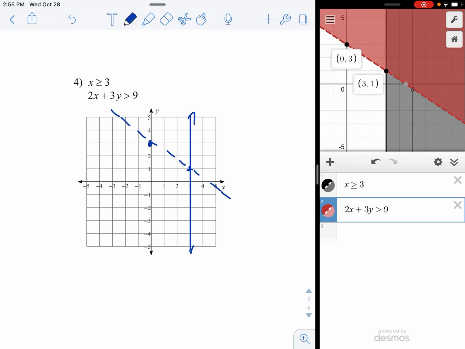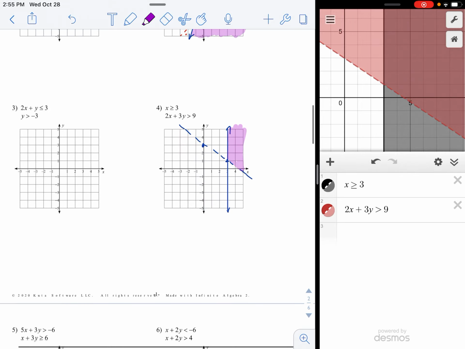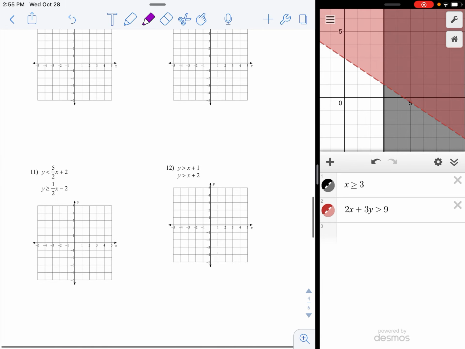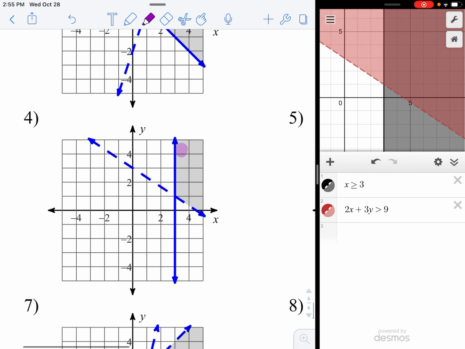And can you tell what area is shaded twice on the Desmos screen? You should say the upper right. So I'm going to shade in my upper right. And that's what the answer to number 4 should look like. And there it is, upper right, shaded in, solid line, dotted line. So that's what I'm going to be looking for.